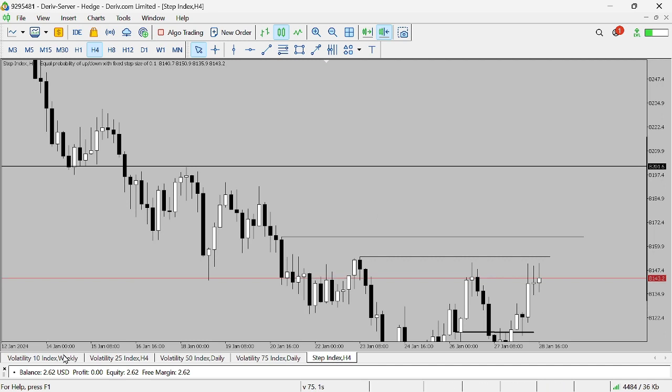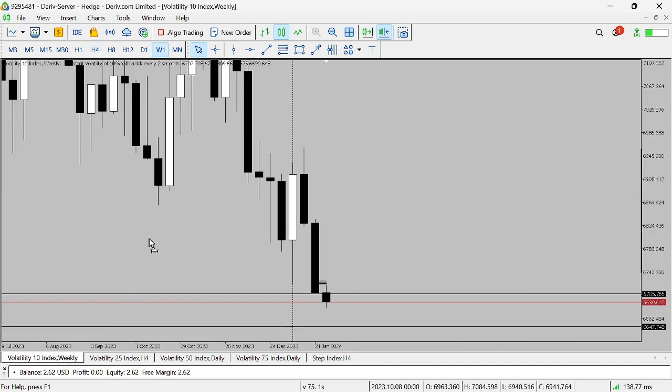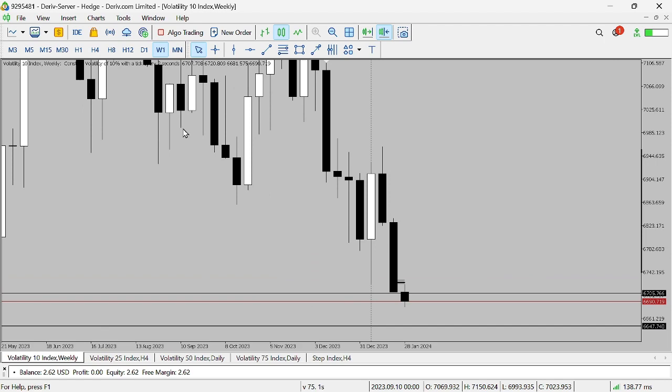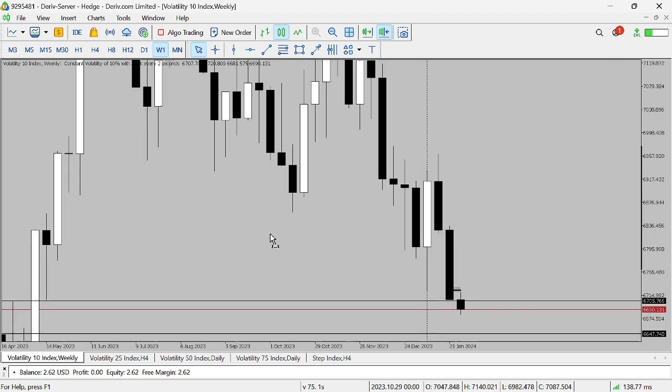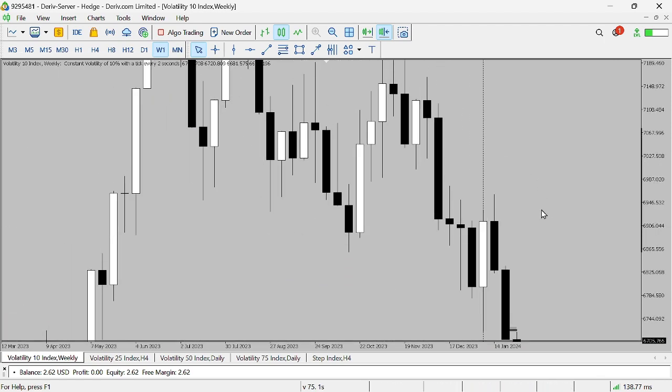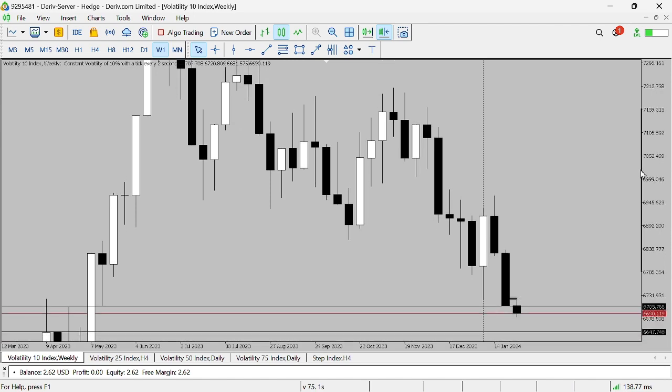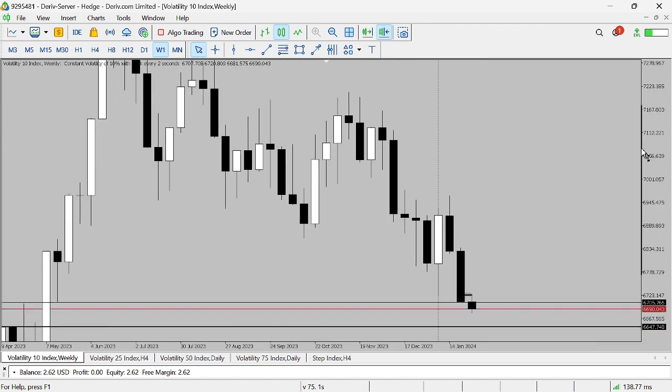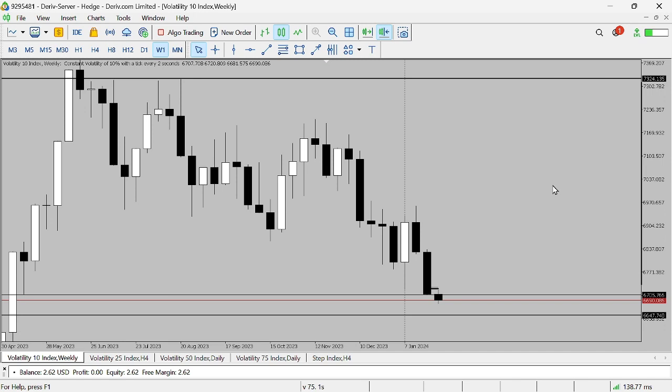So we are going to start with the VIX10 index from the weekly chart. Okay. So looking at VIX10 index on the weekly chart, what do you see? What is the market's direction? I want everyone to tell me. What is the... we are bearish. Okay.